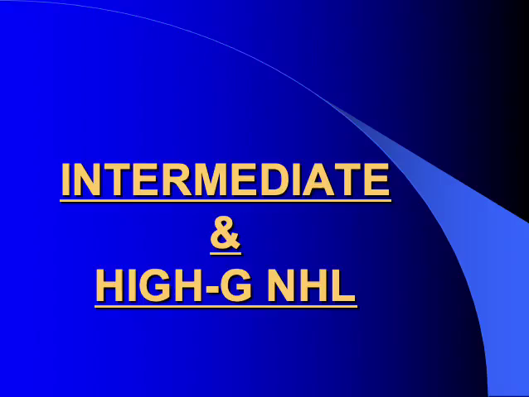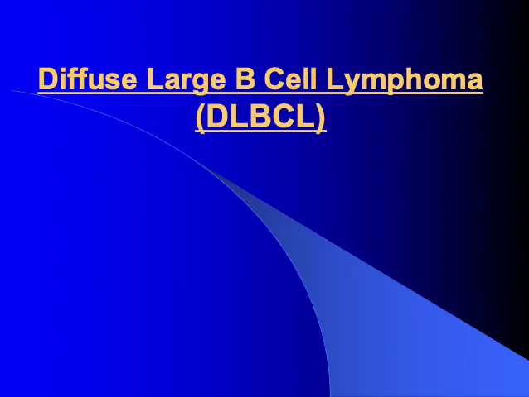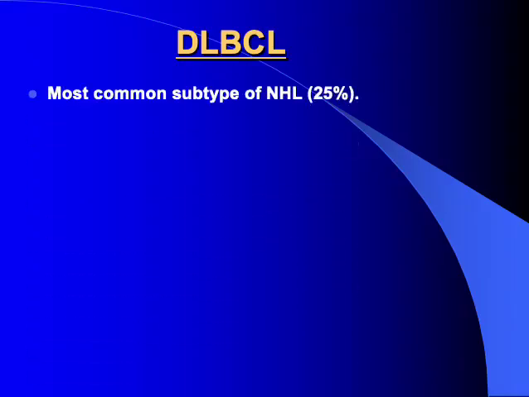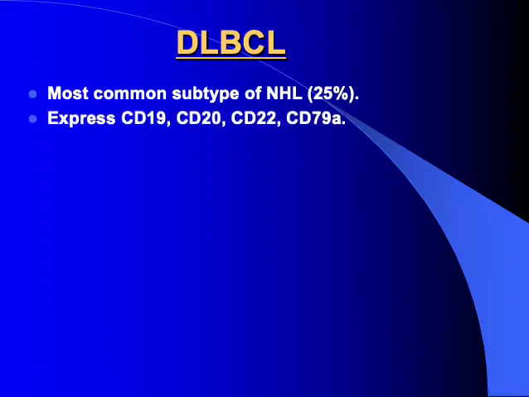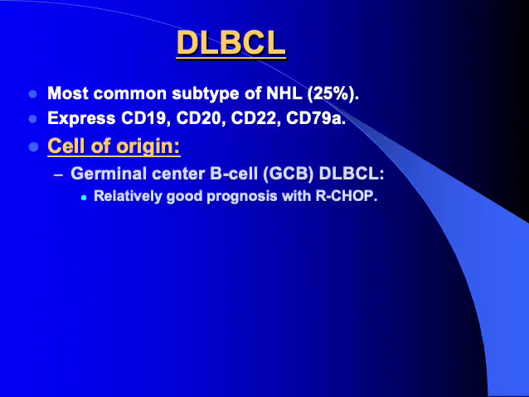First, intermediate and high-grade non-Hodgkin diffuse large B-cell lymphoma. Diffuse large B-cell lymphoma is the most common subtype of non-Hodgkin lymphoma, 25%. It expresses CD19, CD20, CD22, CD79A. Cell of origin, two types.